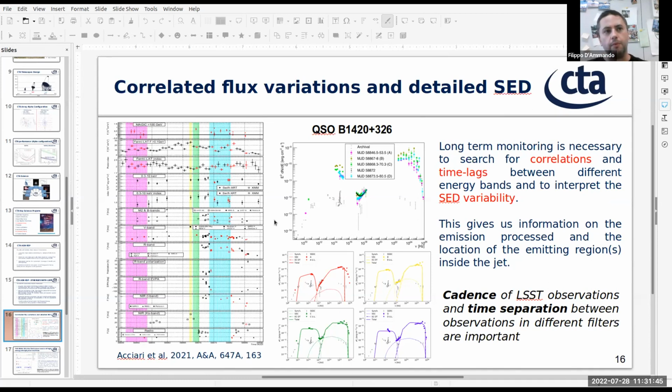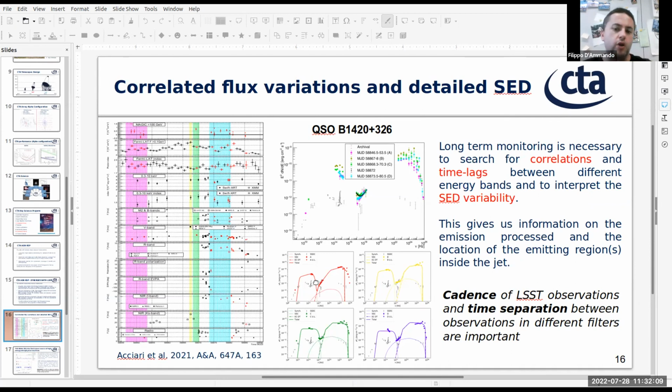What can be the warning points for LSST? Of course, the cadence of the observations and the time separation between observations in different filters are important, in particular if you want to collect SED data over a wide range of frequencies.